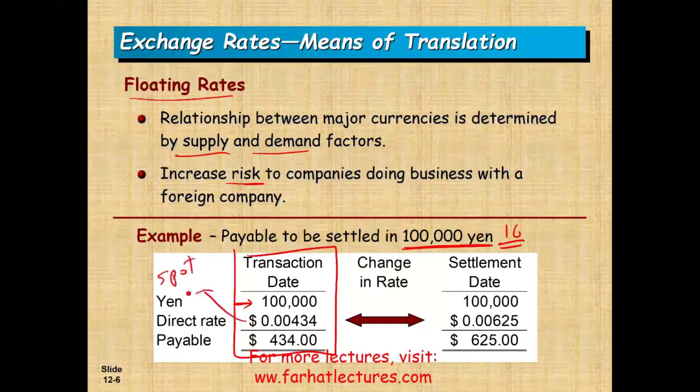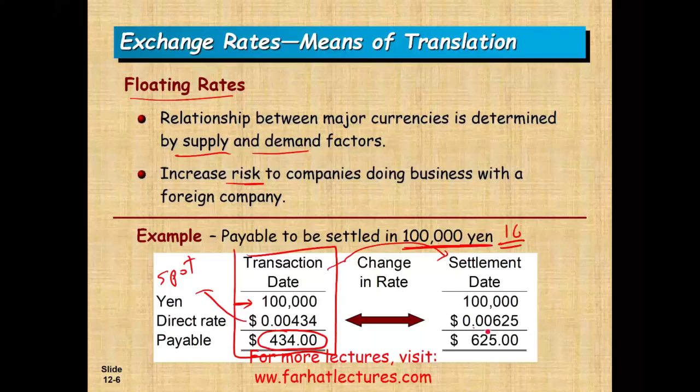On the transaction date, the spot rate. So right now you think, well, if I pay them today, all I have to come up with is $434. Okay? Now, let's fast forward to when the settlement date came. The settlement means the day you need to pay them, when to settle the transaction.